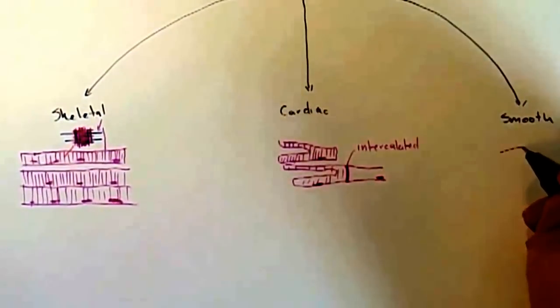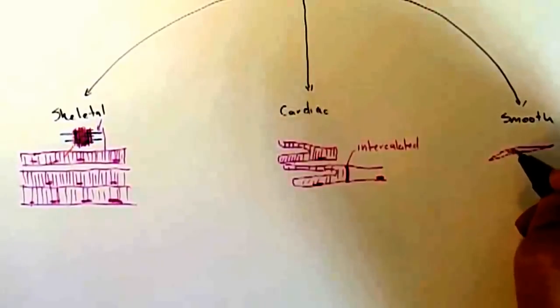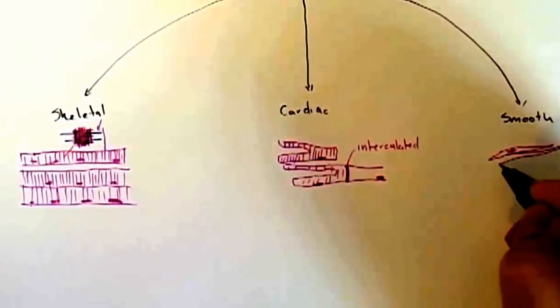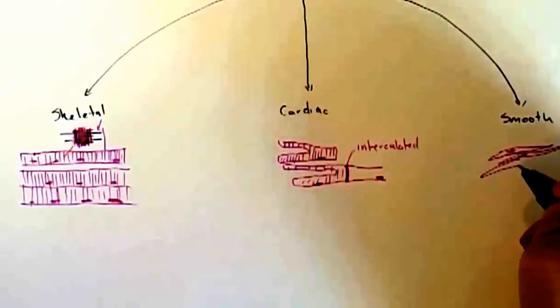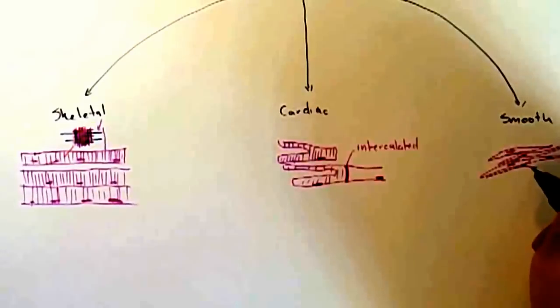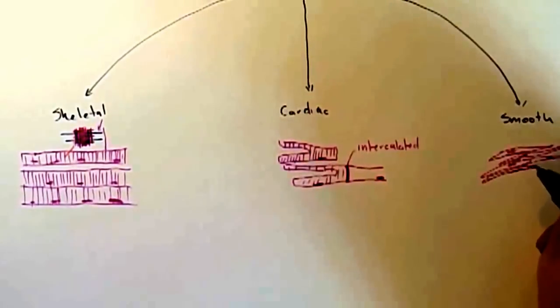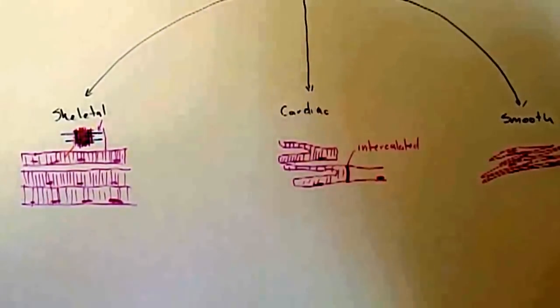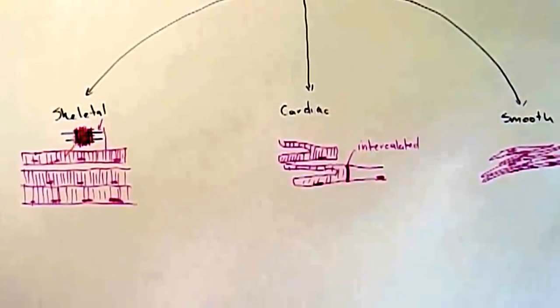Smooth muscle, usually when you look at it, it's also very tightly packed. But if you look very close at the cells, the structure is called spindle-shaped. They look like tiny leeches, long worms. That's what it looks like.